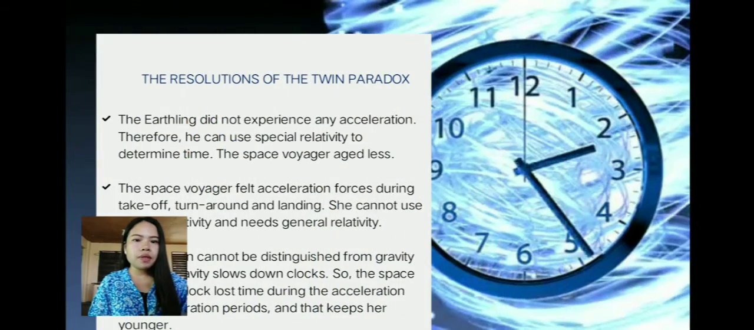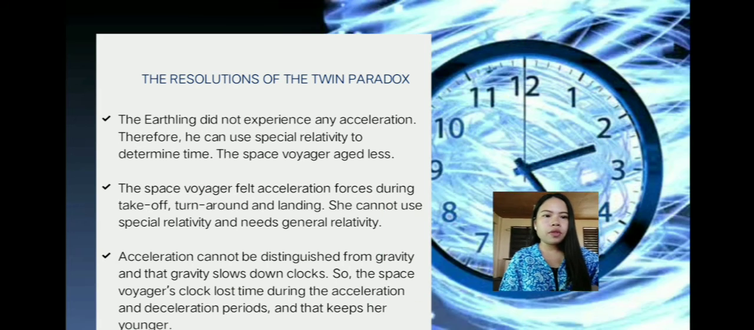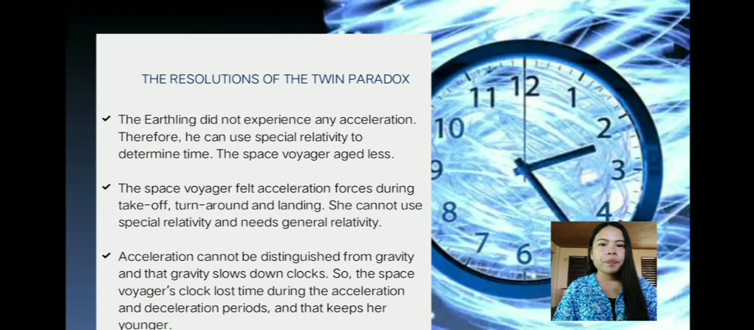Okay, based from the video, these are the ideas about the resolutions of the twins paradox. First, the Earthling did not experience any acceleration, so he remains stationary here on Earth. Therefore, he can use special relativity to determine time, and so the space voyager aged less. Special relativity is defined as: all motion is relative, and the speed of light in free space is the same for all observers.